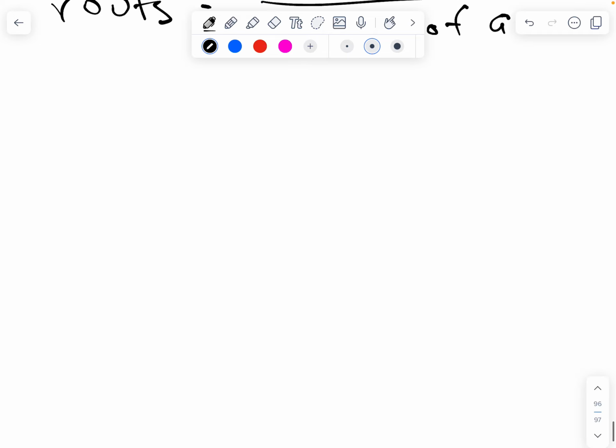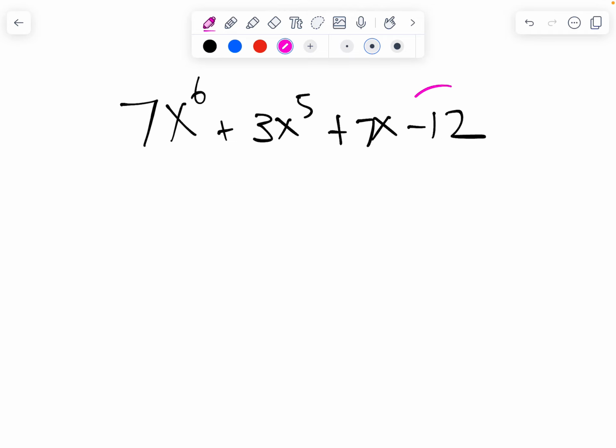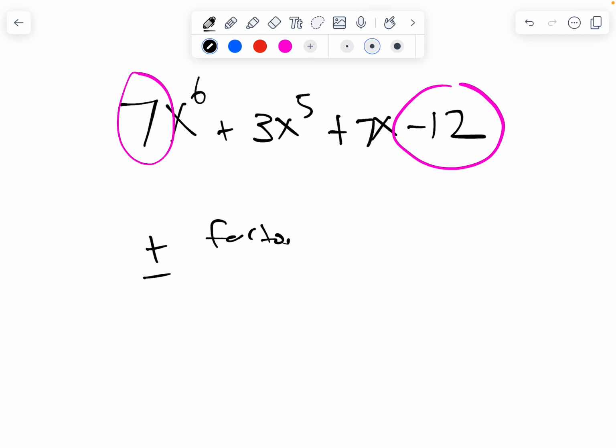So let's unpack that with an actual example here. Number 7. Our polynomial is 7x to the 6th plus 3x to the 5th plus 7x minus 12. Now, again, the way this goes is you say factors of this over factors of this, and it's plus and minus. So it's going to be plus and minus factors of 12. You could say factors of negative 12, but that plus and minus means it doesn't matter, over factors of 7.